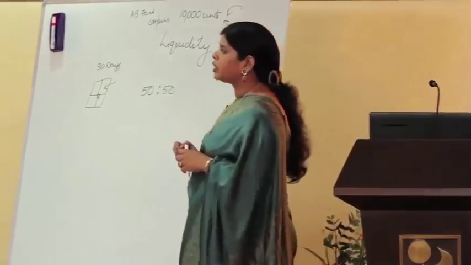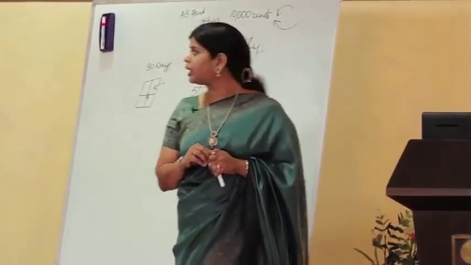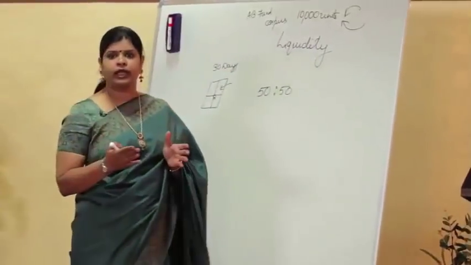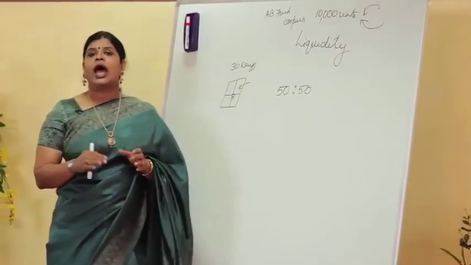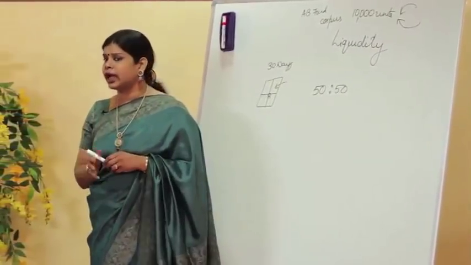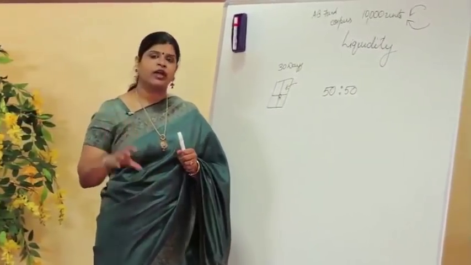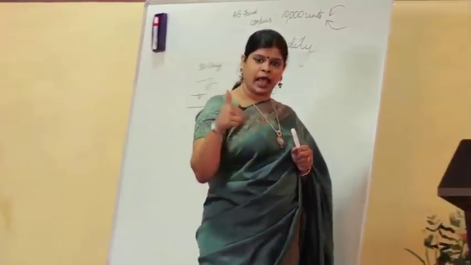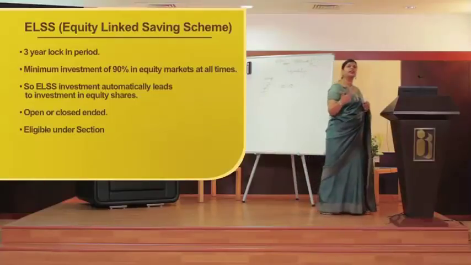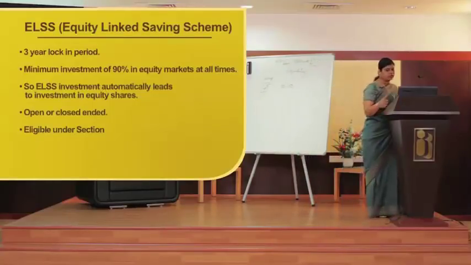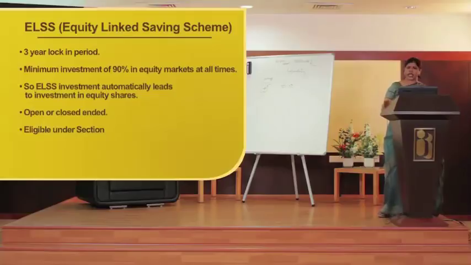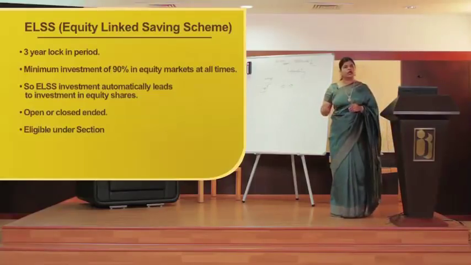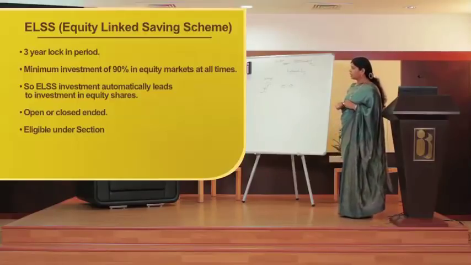The minimum investment is 90% in equity markets at all times. So ELSS comes in the equity category, and since it is in the equity category, 90% of the funds are allocated into the equity market. So ELSS has a 3-year lock-in period, and the major allocation is towards equity shares. It can come in any format, open-ended or closed-ended scheme.